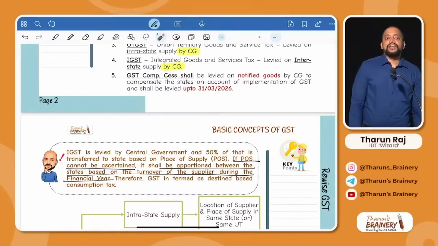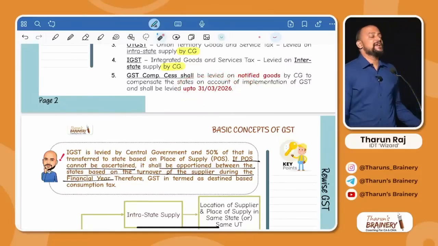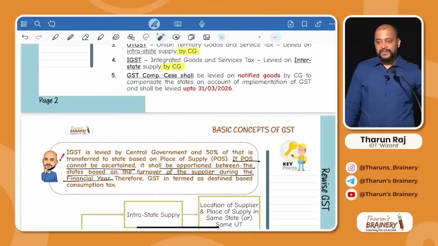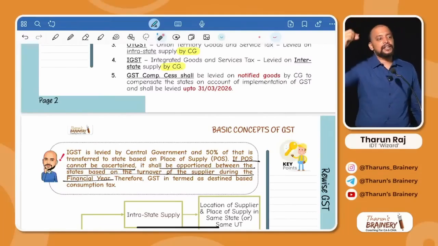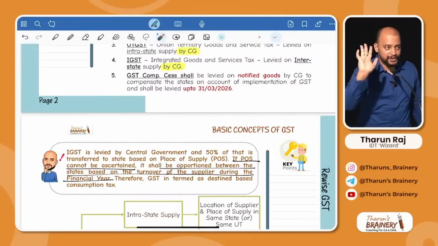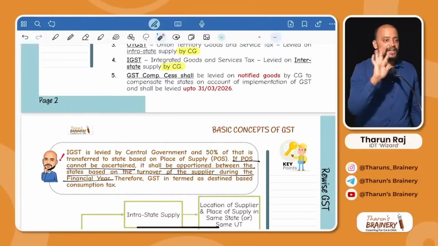Up to what date will they levy this compensation cess? Up to 31st March 2026. Got it? So far the date has been extended, and up to 31st March 2026 is what you need to remember, for MCQ purposes. In the exam, what should we do, sir? If you see the GST compensation cess rate in the question, then take it in the computation, otherwise don't take it in the computation. Mostly it will not be tested, but on the safer side I am telling you.